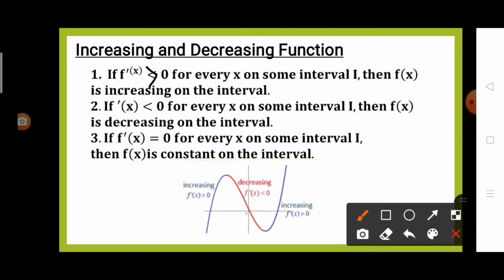Third, if f prime of x is equal to 0 for every x on some interval, then f of x is constant on the interval. So this is increasing, decreasing, and increasing again. That's an example of a graph of a function that is decreasing or increasing.